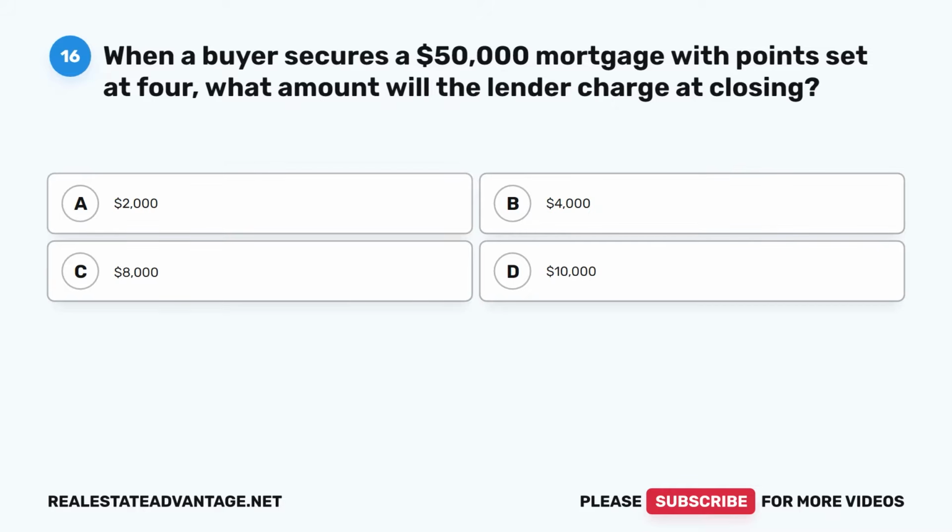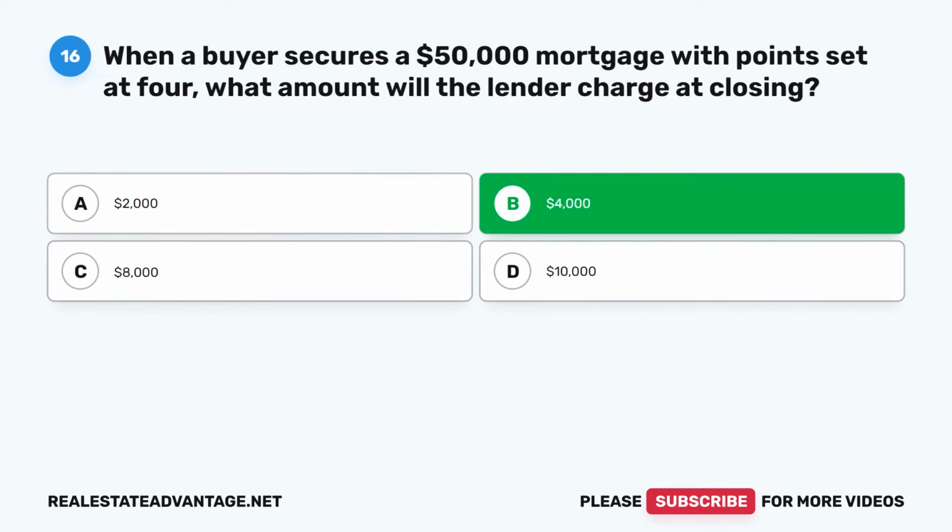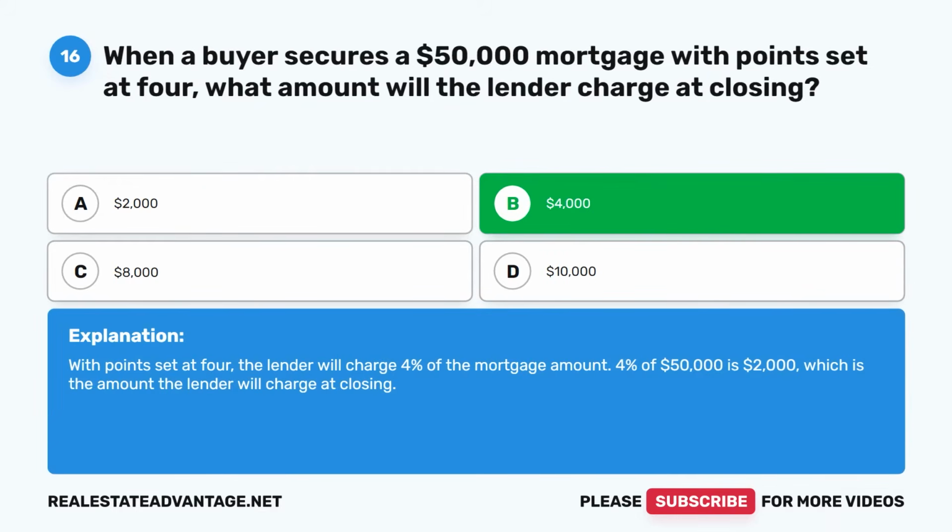Question 16. When a buyer secures a $50,000 mortgage with points set at 4, what amount will the lender charge at closing? A. $2,000. B. $4,000. C. $8,000. D. $10,000. The correct answer is B. $4,000. With points set at 4, the lender will charge 4% of the mortgage amount. 4% of $50,000 is $2,000, which is the amount the lender will charge at closing.